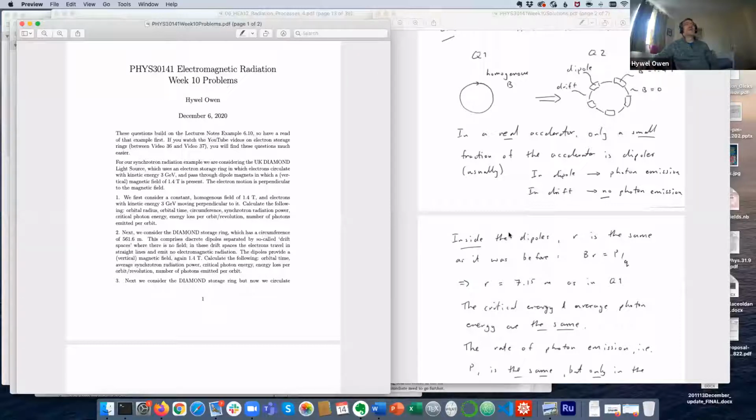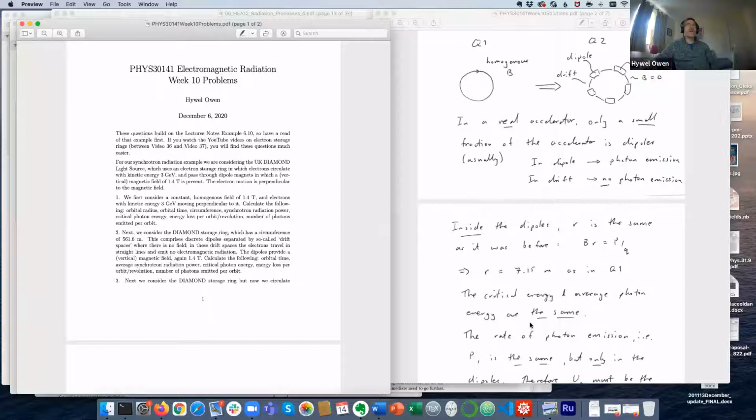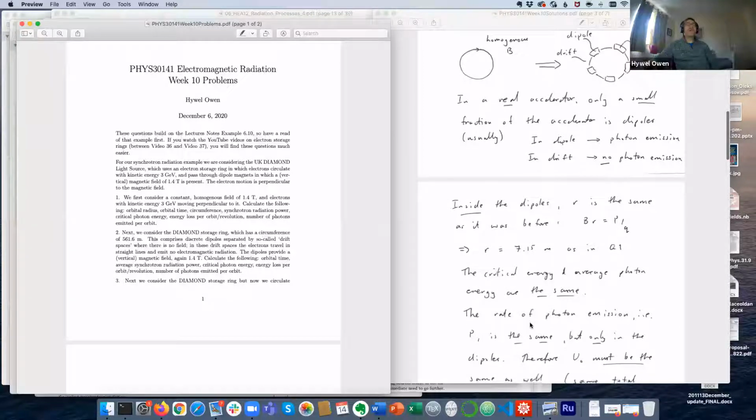Inside the dipole magnets, the magnetic field is the same, so therefore, the bending radius is the same as it was in question 1. And when the photons are emitting, they're receiving the same acceleration. So therefore, the critical energy and the average photon energy are the same. So it's a fairly easy calculation. The rate of photon emission while the electrons are within the dipoles is exactly the same as it is in the homogeneous case. However, the photon emission in the regions where there is no magnetic field is now 0.